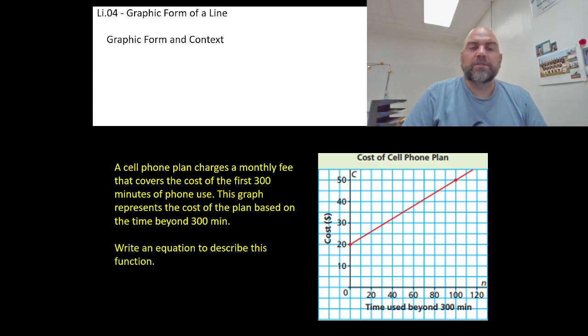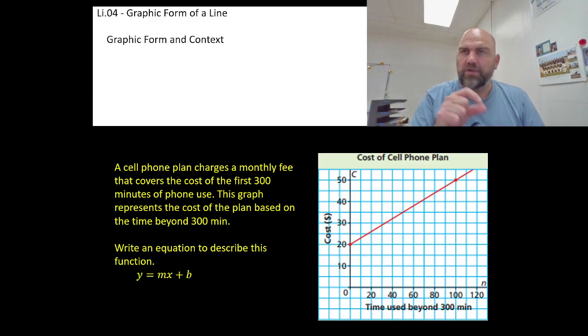Now let's write an equation to describe this function. We're going to use the graphic form, which is y equals mx plus b. To find the slope, we need to know the rate of change, or the rise over the run of our function. Take two points. We have the first one right at the beginning on the left-hand side, and another close to the end, on top at 100 minutes, equal to $50. So 0 minutes above is equal to $20, and 100 minutes above is equal to $50.